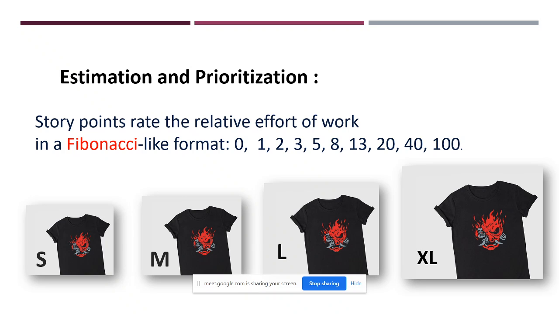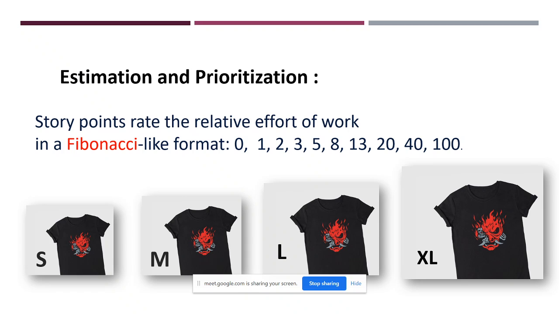That is totally wrong, right? So this number indicates how big one user story is, or how big one feature is. So this is the estimation we are doing using this Fibonacci series. Now let's come to prioritization.